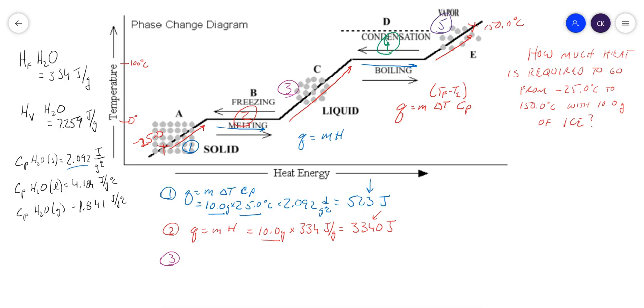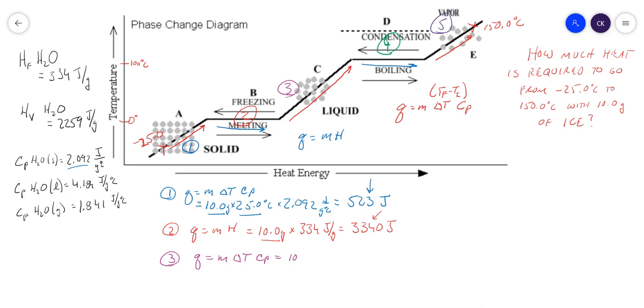It's now melted. I took it from ice at negative 25. With 1, I took it to the melting point of 0. With 2, I melted it. Now in 3, I'm going to raise the water from 0 to 100. I have to get up to the boiling point. So that's Q is equal to M delta T Cp again.